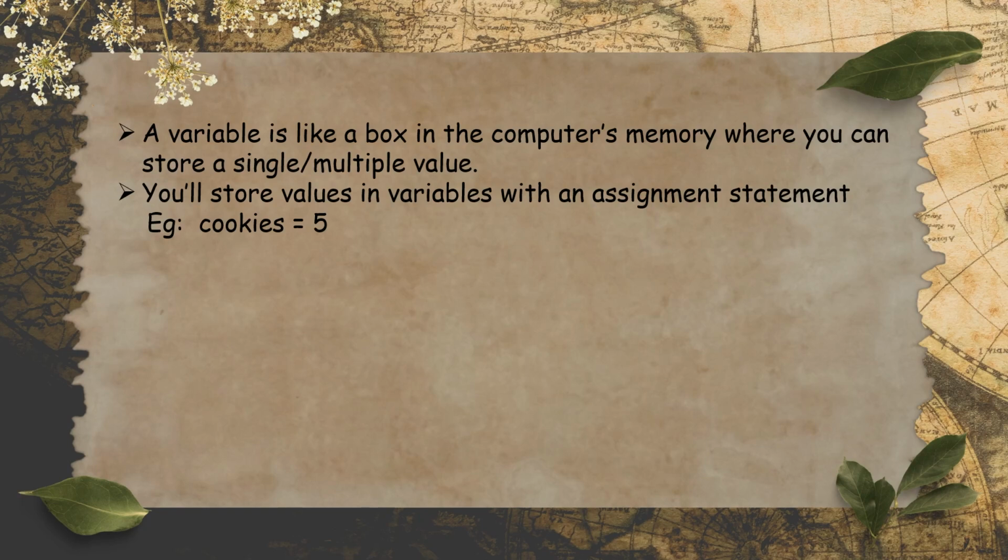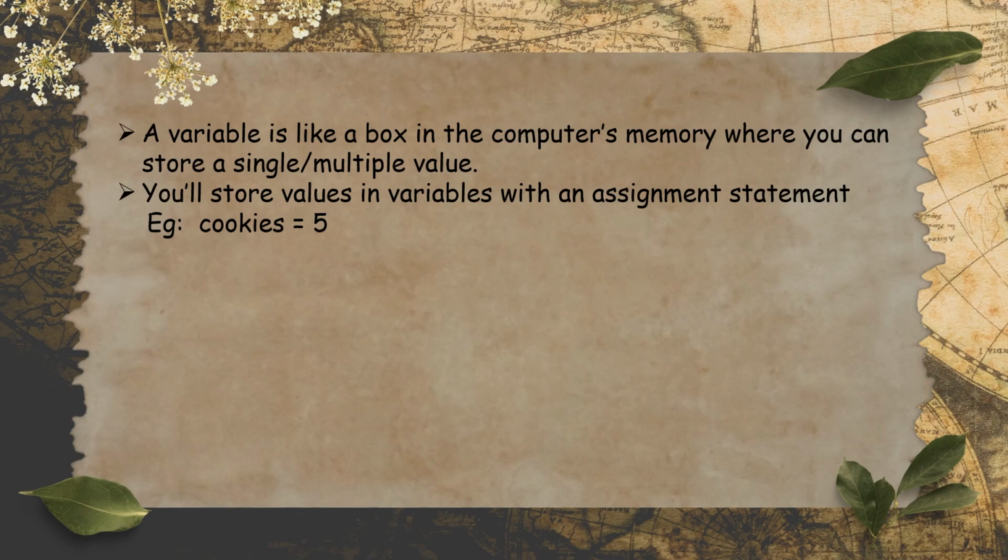So, a variable is just like a box in computer memory where I can store either a single value or multiple values. Variables storing multiple values are, for example, list, tuple, and dictionary, whereas variables storing a single value are integer, float, and so on. And how you differentiate, you'll get to know later.